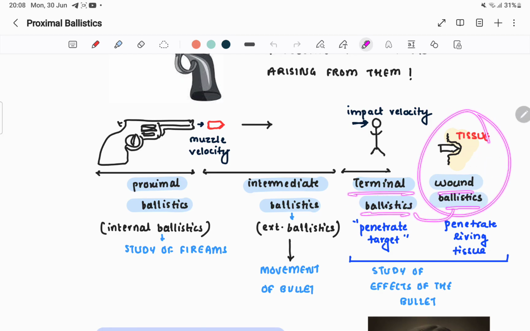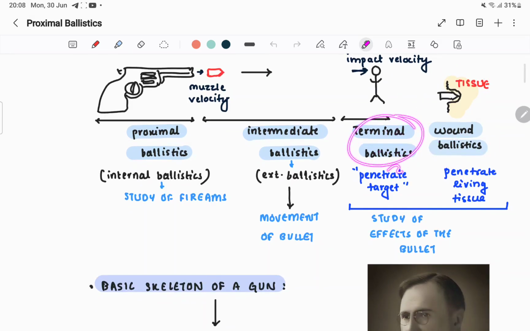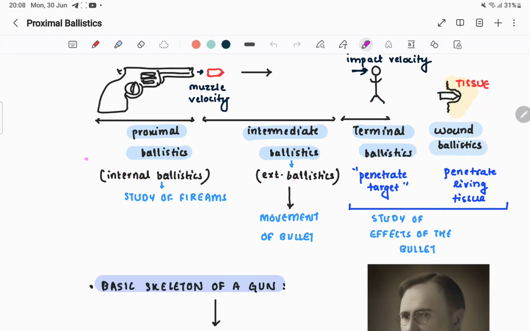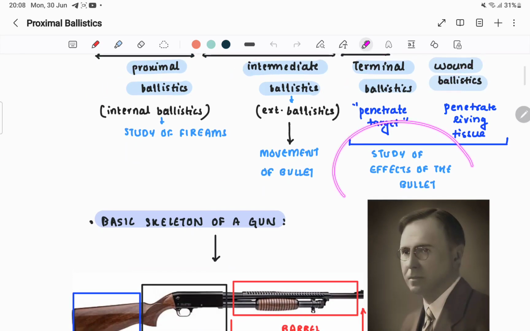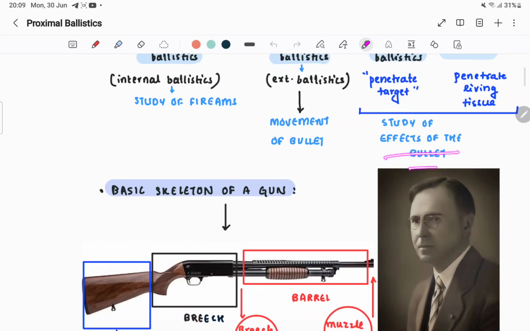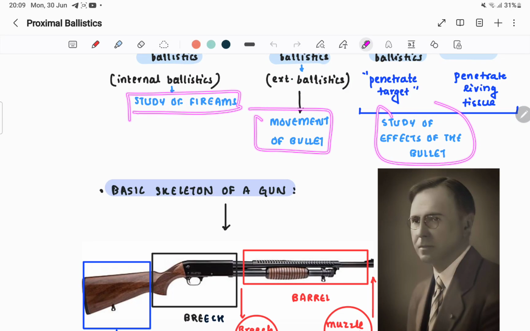So terminal ballistics, wound ballistics. Terminal ballistics means penetrating the target. Wound ballistics means penetrating living tissue. Same thing. Okay. So some books classify into 3 types: proximal, intermediate and terminal or wound. Or it classifies 4 types: proximal, intermediate, terminal, wound. Okay. So it is the study of effects of the bullet. Terminal or wound is the study of effects of the bullet. So you have to read all: firearms, movement and the effects.